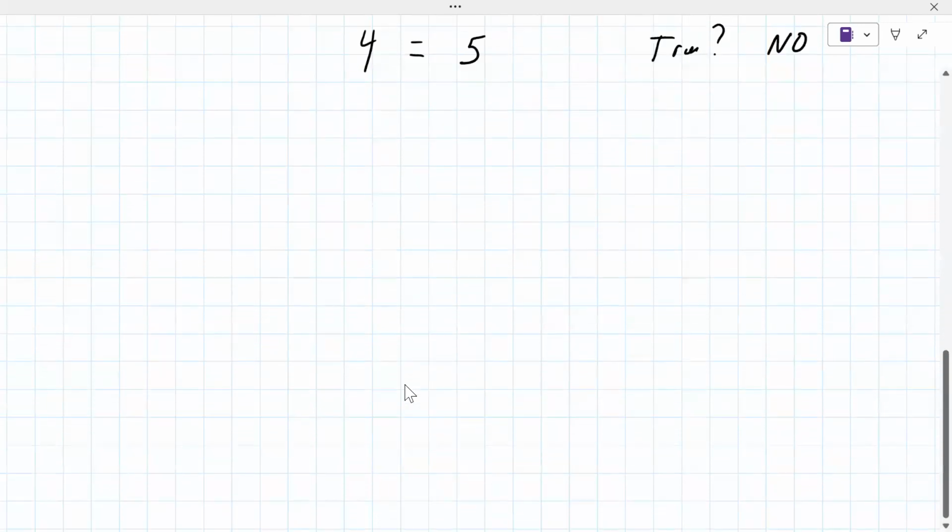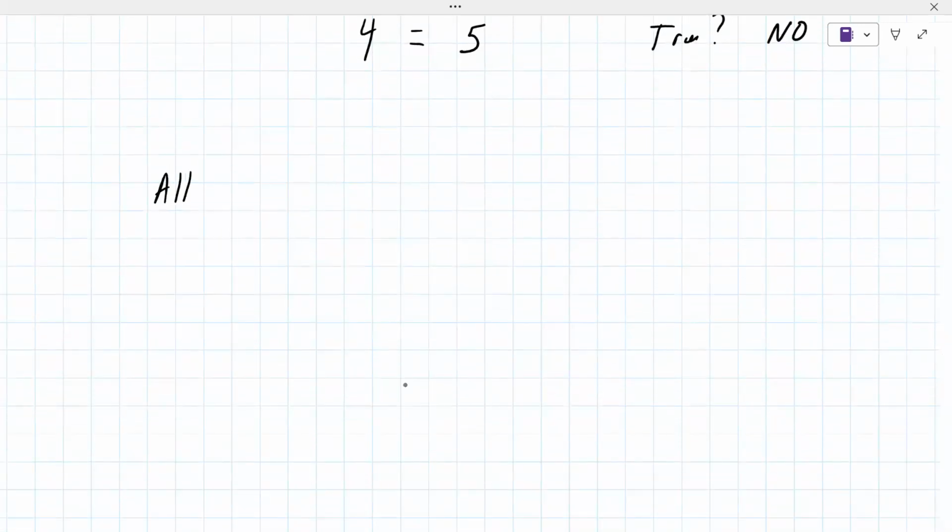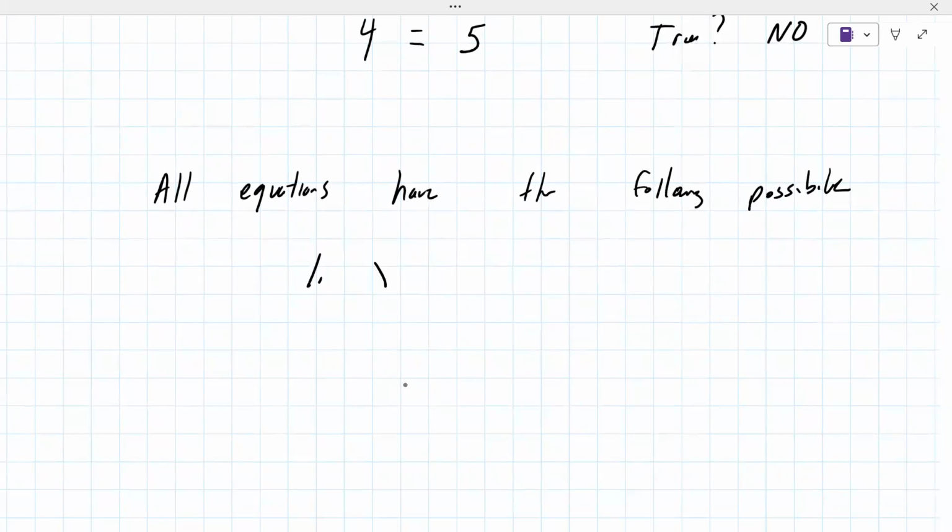So what this leads to is the idea that all equations have the following possibilities. The first one is the ones we like, where x equals a number. These are the ones we've been doing all along. Like x equals 1, x equals 10, 1/2, whatever. But it could be 0. It could be x equals 0, believe it or not.